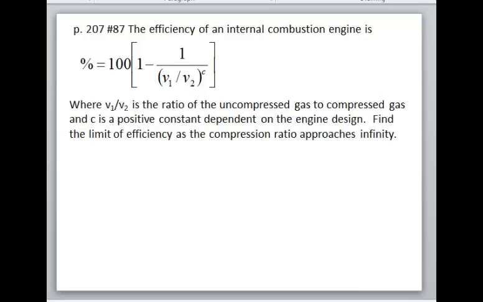I have 2 more problems for this section. This one seems really wordy and very difficult, but it actually is a very simple problem. What it's asking me to do is to use this model where V sub 1 over V sub 2 is the ratio of the uncompressed gas to compressed gas, and C is a positive constant dependent on the engine's design. Find the limit of efficiency as the compression ratio approaches infinity. So that's really all they're asking me to do, is find the limit as this approaches infinity.